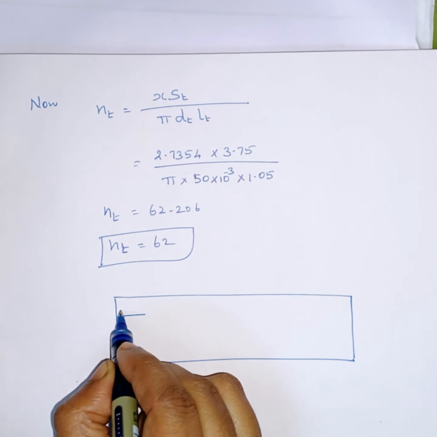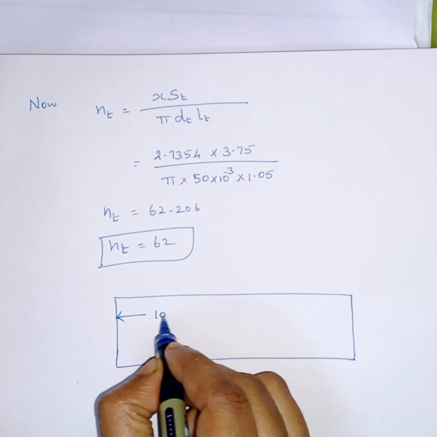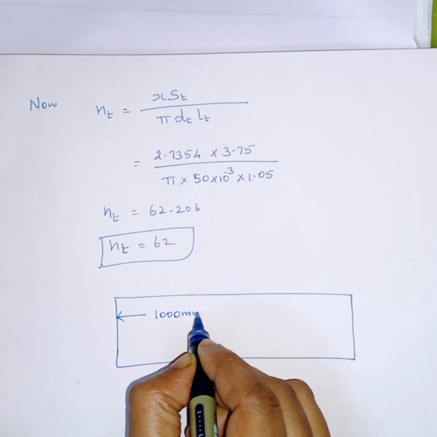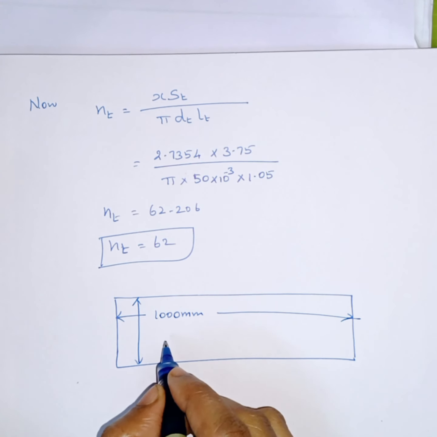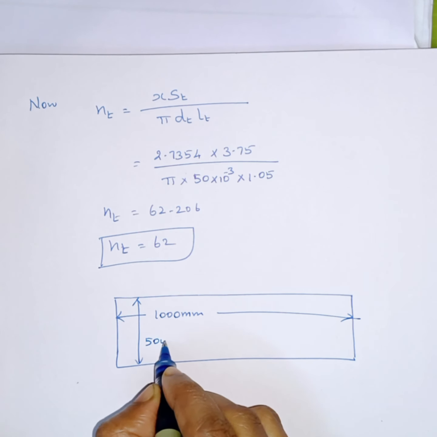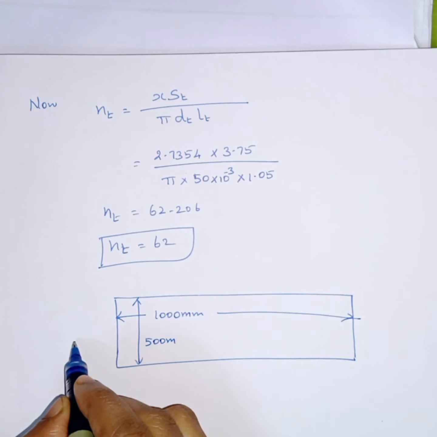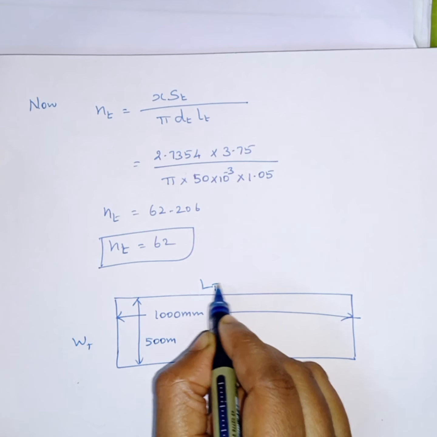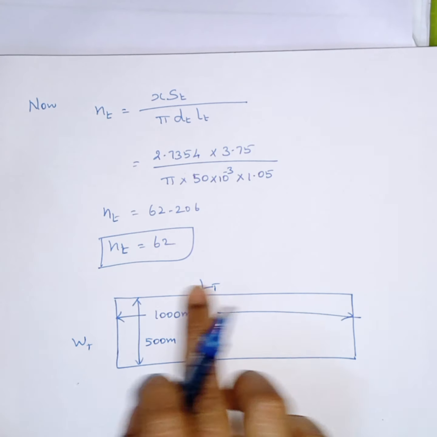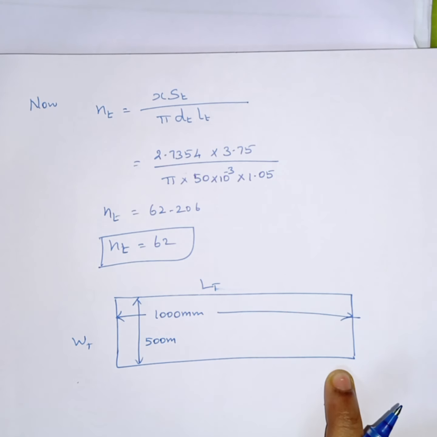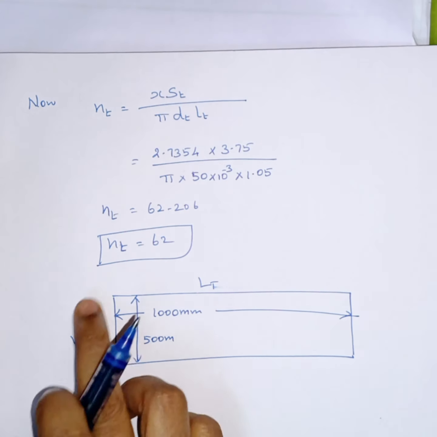Now the tank surface: the length is 1 meter, which is nothing but 1000 mm, and the width is 0.5 meter, which is nothing but 500 mm. So along the width and length, how many tubes can be provided? Here, along this length as well as here itself, we can provide the number of tubes here as well as here.